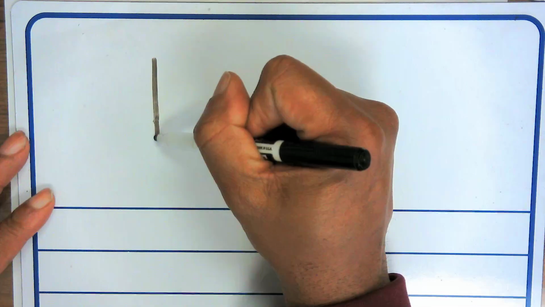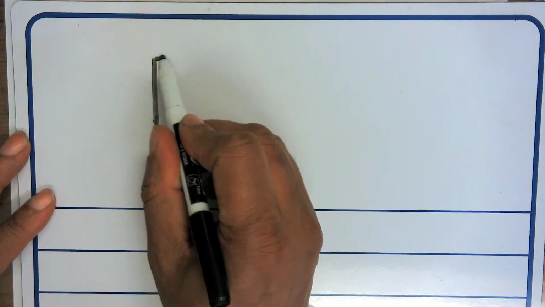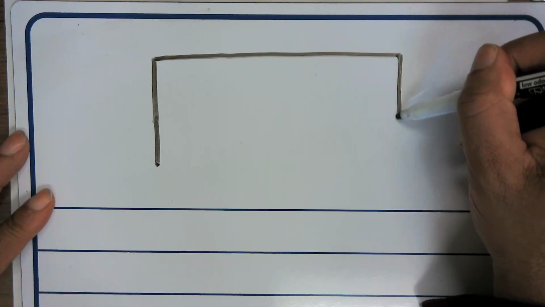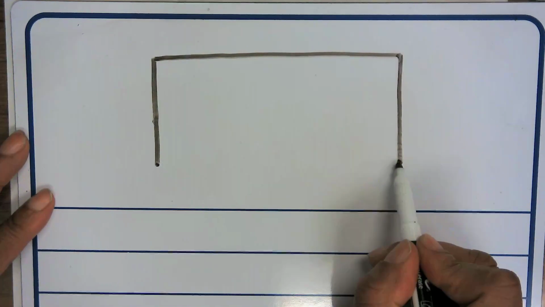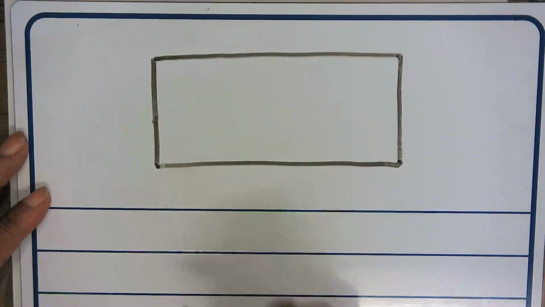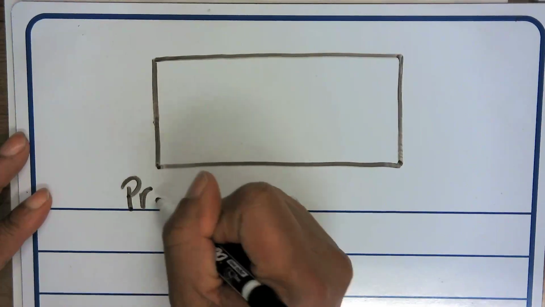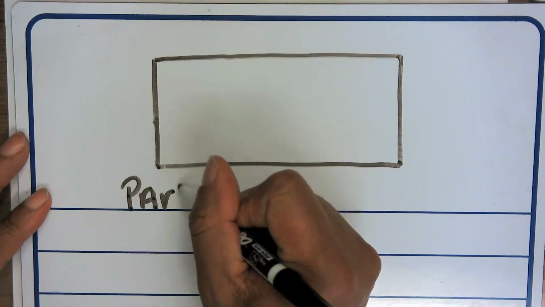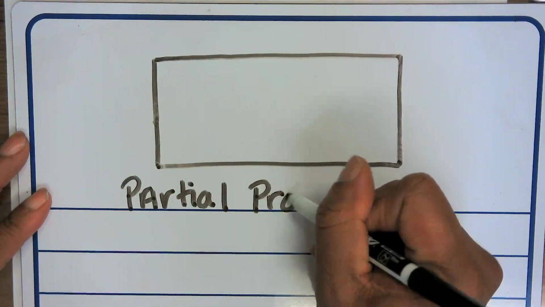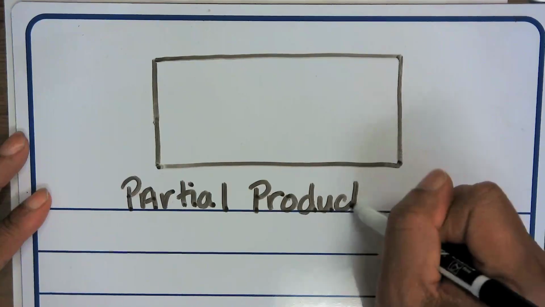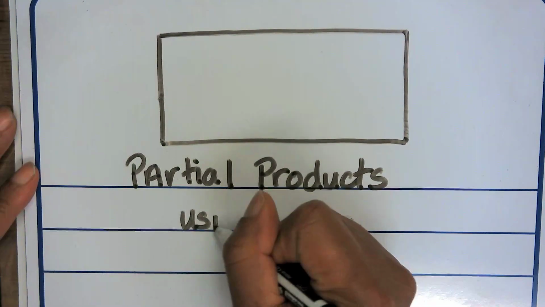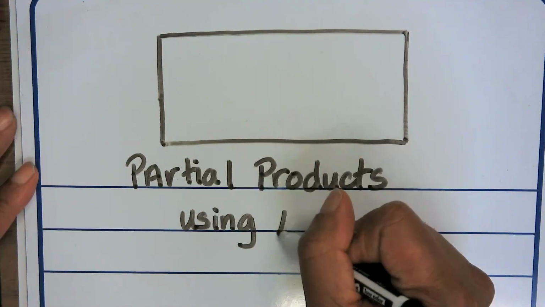Over the past couple of days, we have been using what's called rectangular models to show the products, excuse me, the partial products using area models.